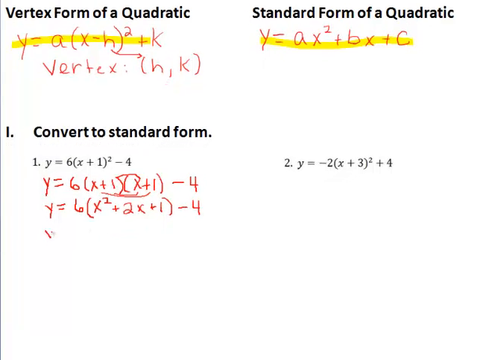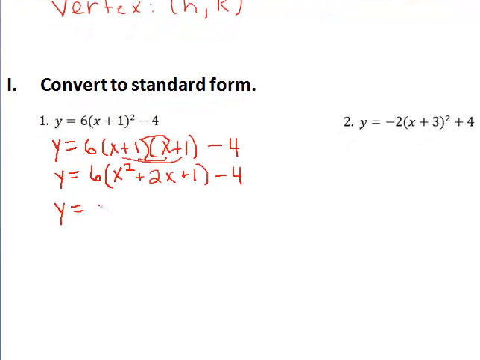So keep multiplying. Now we're going to distribute the 6. So that would be 6x squared. If we distribute the 6 to the 2x, 6 times 2x would be 12x. And then 6 times 1 would be 6. And then of course we still have this minus 4.